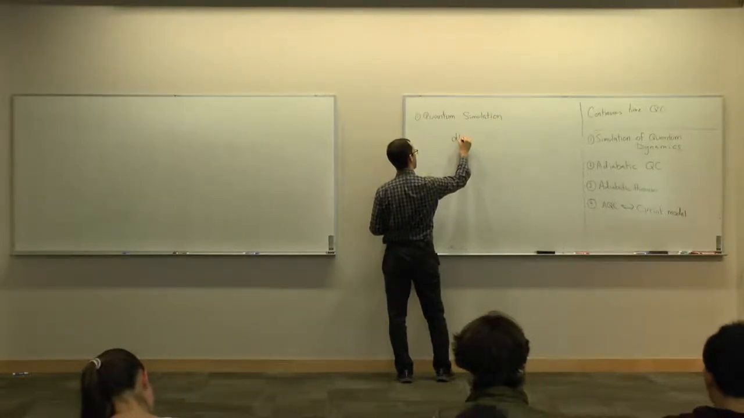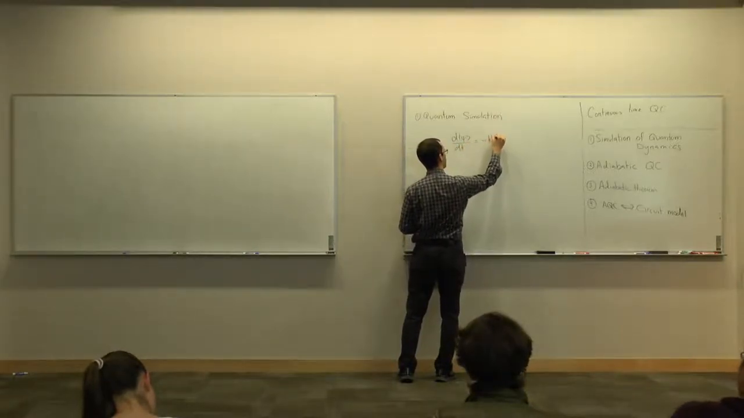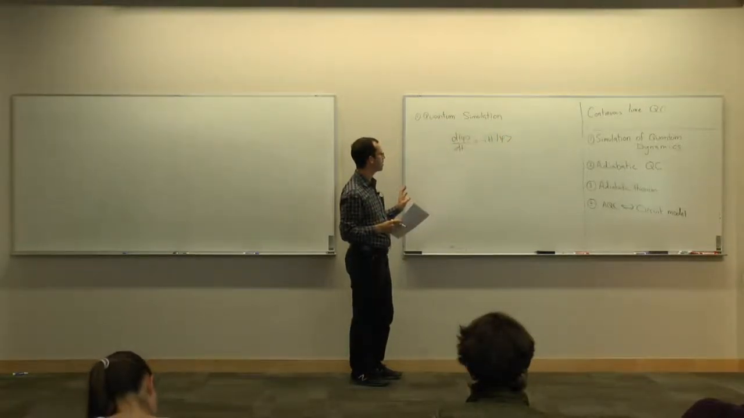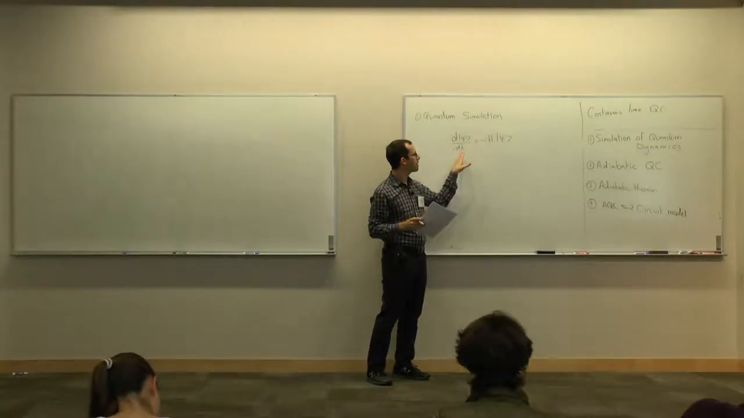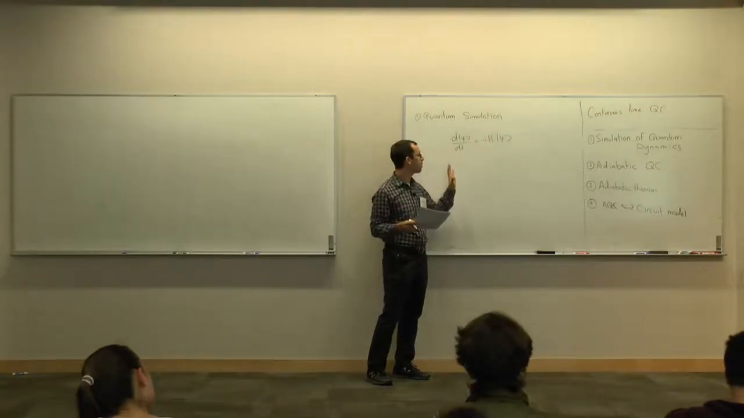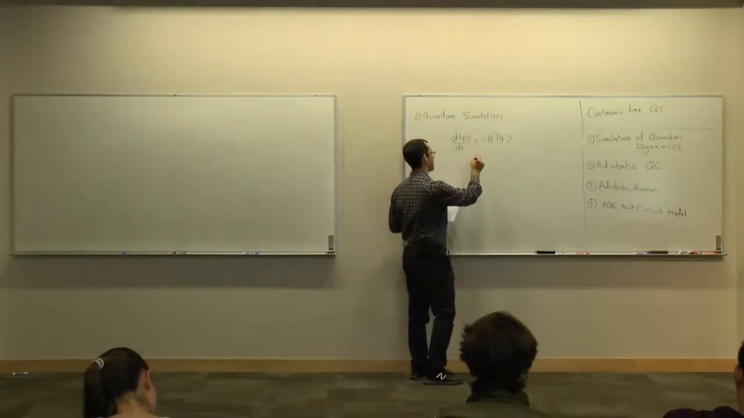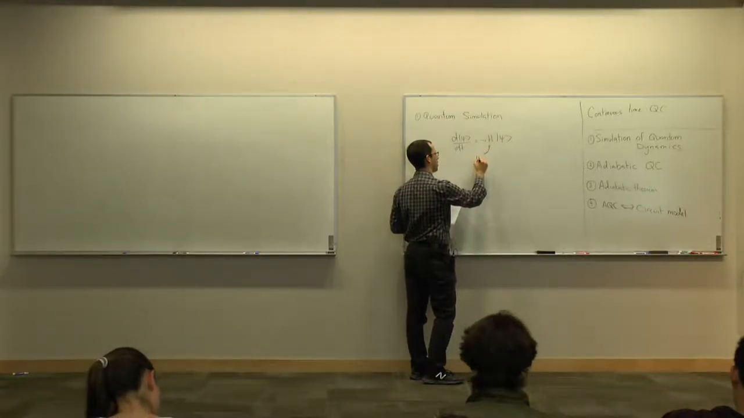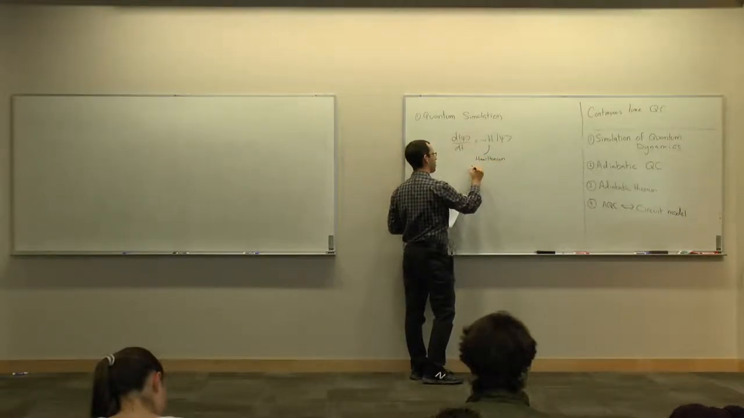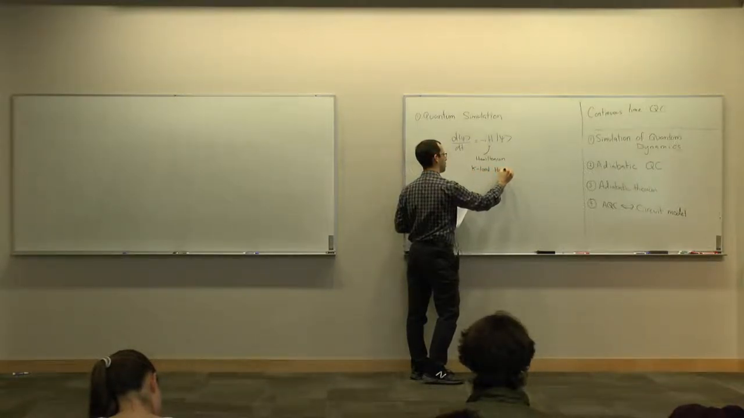So here, our starting point is the Schrödinger equation. And let's imagine that we would like to simulate the evolution of some physical system according to the Schrödinger equation for some amount of time. So to be a little bit more specific, this is our Hamiltonian, of course. And we are going to consider k-local Hamiltonians, just like Dorit was talking about earlier.